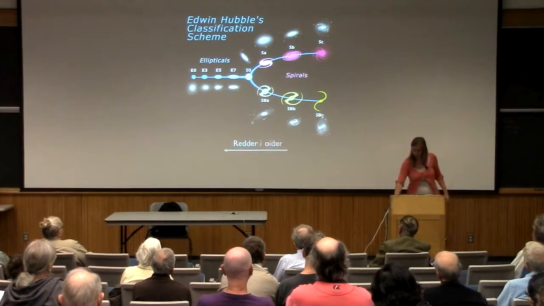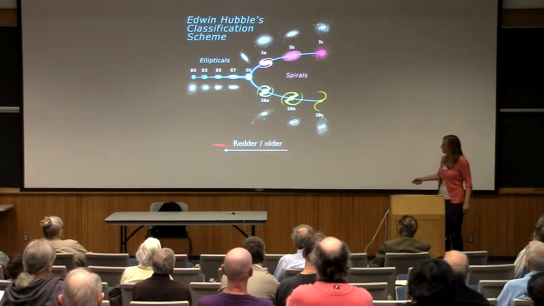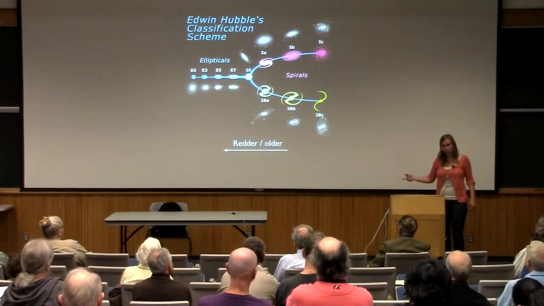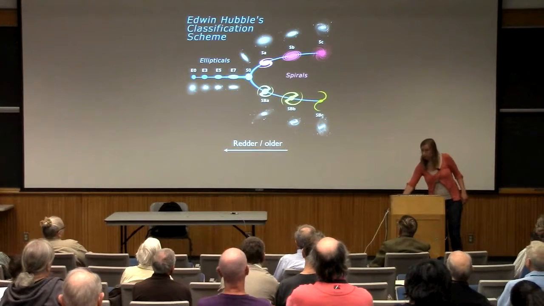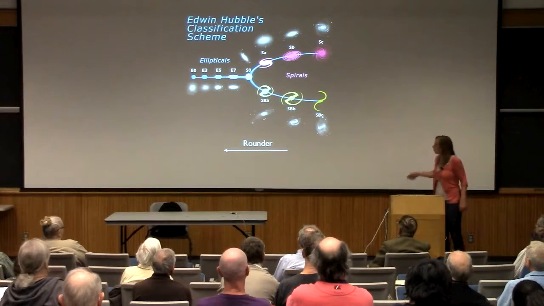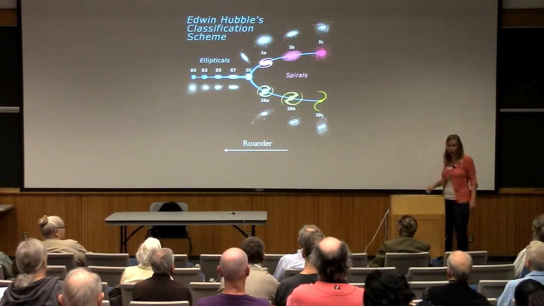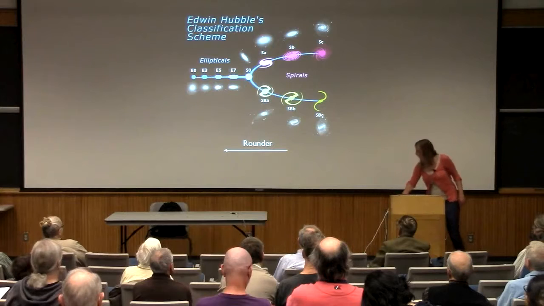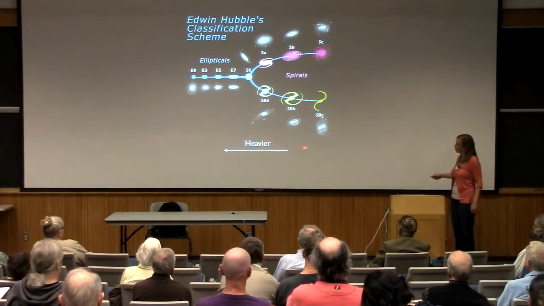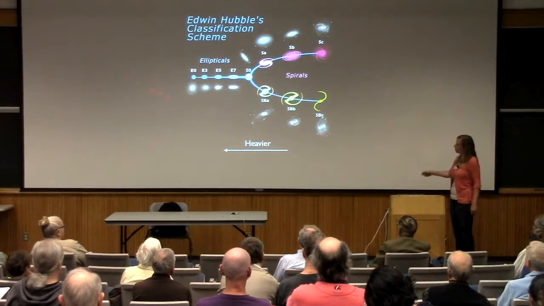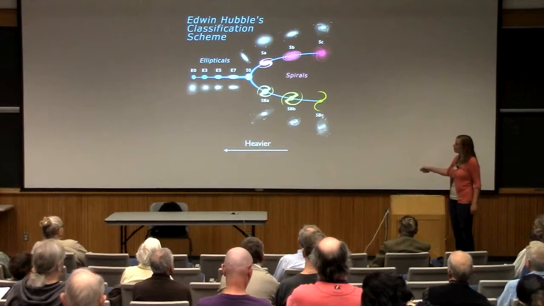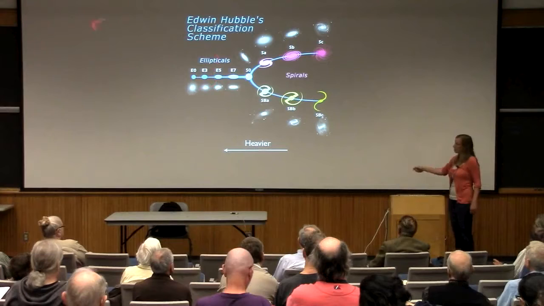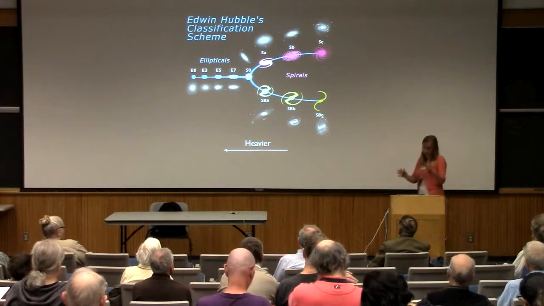So we already saw, if we go to this side, the galaxies become redder because you get more older stars. If we go towards this side, they become rounder, we saw that, and they become heavier. So these galaxies have more stars than these galaxies. These are rounder than these, and these are redder. So what else is different between these two?